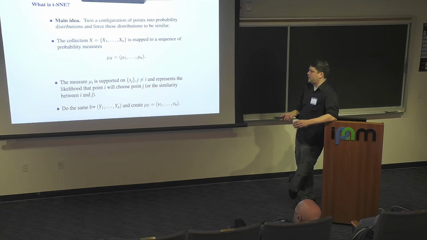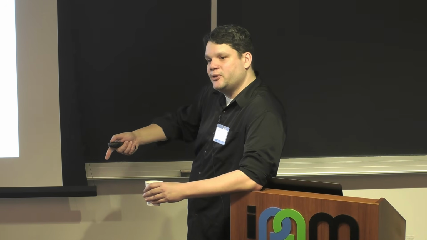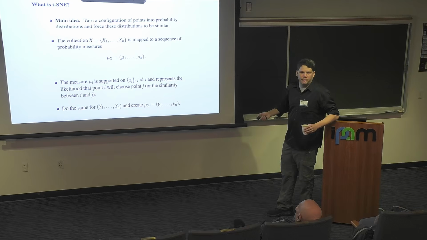For any collection of vectors y1 to yn in dimension 2, I'll also construct a sequence of output measures nu1 to nun. The point is that the measures, your preferences, are supported on the other data points. So to define nu1, I just need to define n minus 1 numbers that add up to 1. So in order to define this vector of measures, I just need a matrix Pij, where each row adds up to 1.